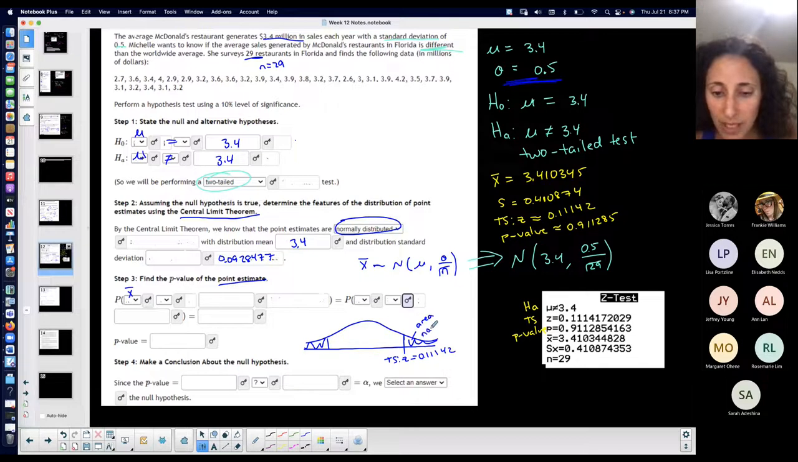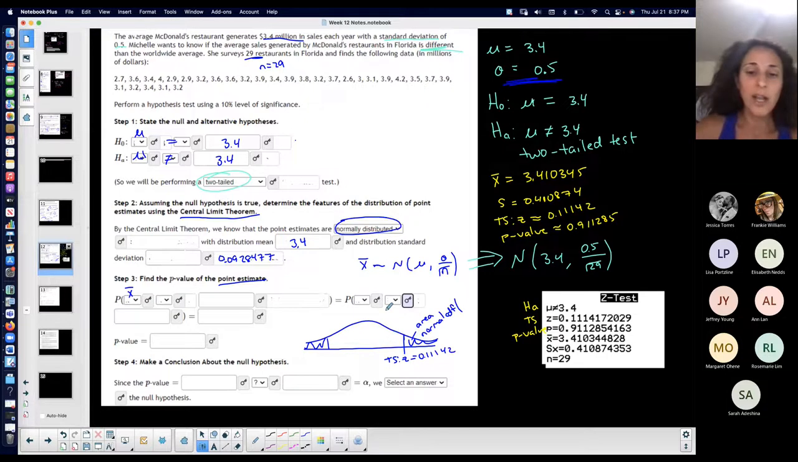To find this area, I'm gonna go normal CDF, right? Look at this long process, I already have my p-value, but I'm still going through a process to find it. Now being that the test statistic is in the right tail and I'm finding the area to the right, I'm gonna use the greater than or equal to symbol here. Now X bar is greater than or equal to, well, what's the sample mean? The sample mean is 3.410345, right? This is not part of your problem, this is just the answer.